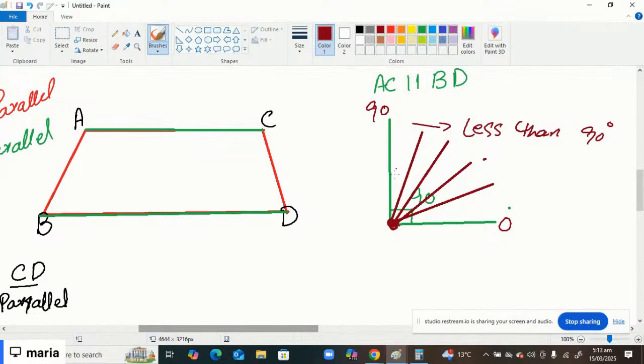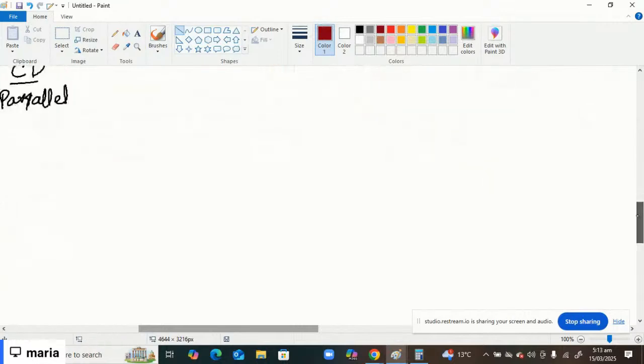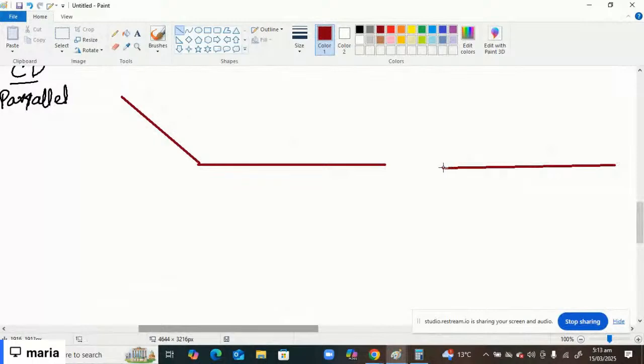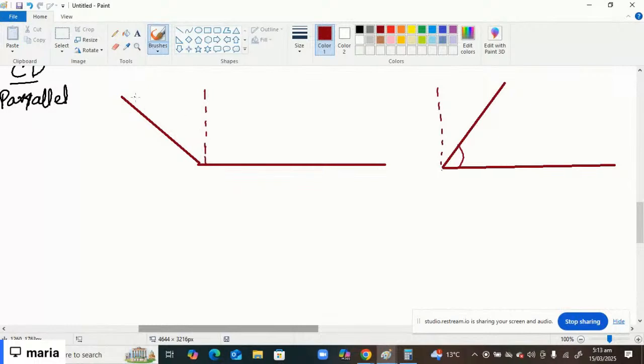So these are all less than 90, and when it's greater, it's moving in this side, like the shape in this way. For example, if I draw this shape, this is greater than 90, and when I draw this shape, this is maybe less than 90. This is less than 90 because the 90 angle lies here, and this is greater than 90 because the 90 angle lies here. Okay, so it's less and it's greater.